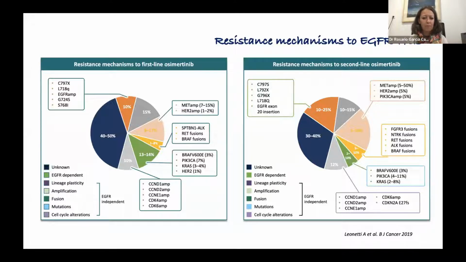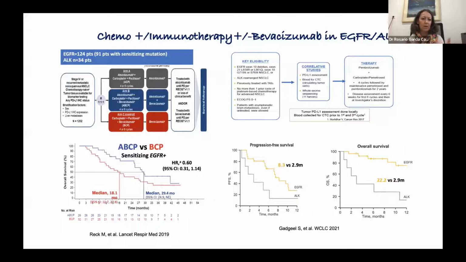If we cannot offer any specific therapeutic approach according to the resistance mechanism, this recent paper recommends the use of conventional chemotherapy, and we can discuss if this chemotherapy should be with immunotherapy plus or minus an anti-angiogenic agent.